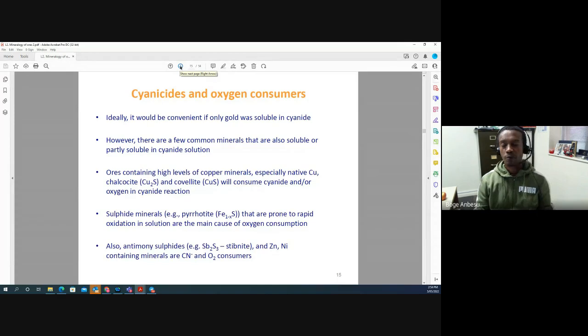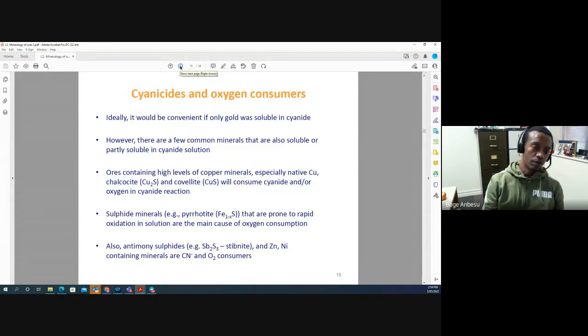So these types of minerals are called either the cyanicides or oxygen consumers. So what are the cyanicides? They are simply cyanide consumers. Especially when you have copper and gold together, the copper minerals actually consume a lot of cyanide because they're easily soluble in cyanide. So in this case, instead of dissolving the gold, the cyanide reacts with the copper minerals, and therefore your gold leaching rate will drop significantly.